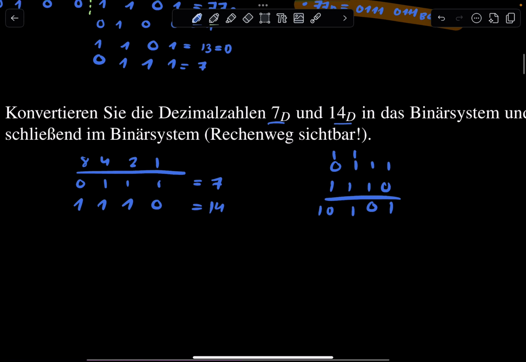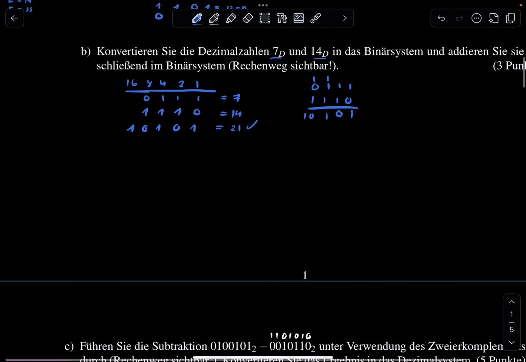If you want to verify that this is a correct value, this is going to be 16. How much is 7 plus 14? It's going to be 21. So we add 1, 4, 16, which gives 21. So this is correct. Just add a plus here. So the actual solution is this.